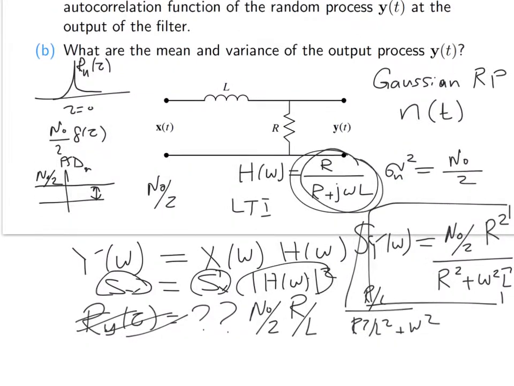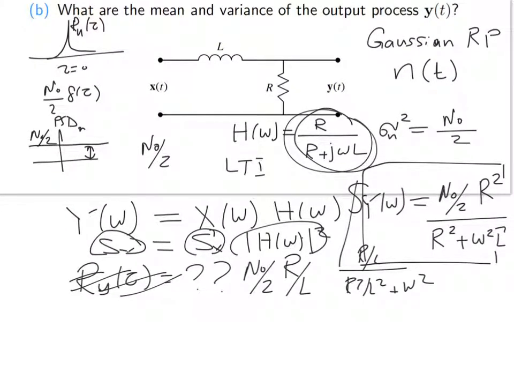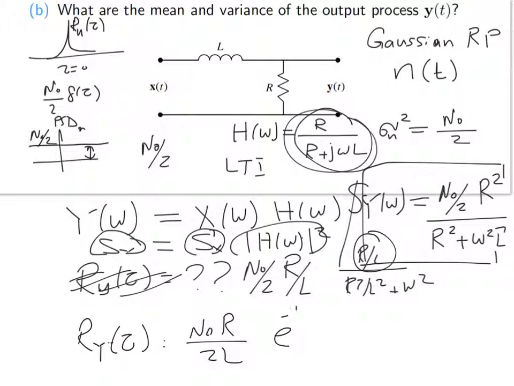So the time domain one, the R_Y of tau, is going to be N naught R over 2L multiplied by e to the power minus a, in this case R over L, right? So e to the minus R over L multiplied by the magnitude of tau, right? And again, this is what you expect if your input is a real non-causal signal.